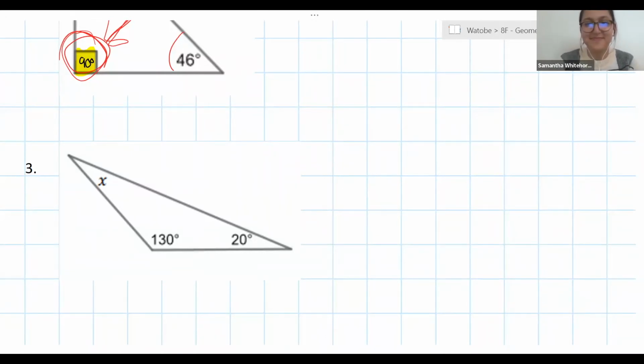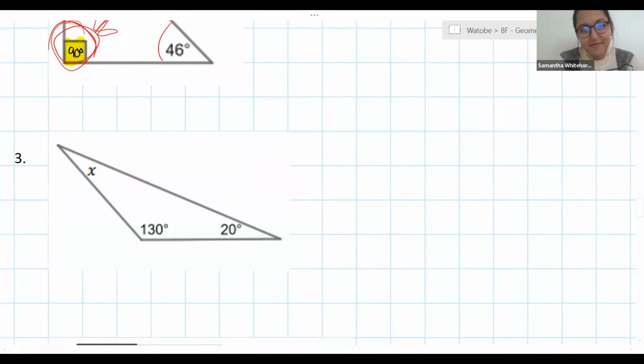Yes, ma'am, can you hear me? Yes. Okay. So for the answer, I said x plus 130 degrees plus 20 degrees equals 150, and then x equals 180 degrees minus 150 degrees, which also equals 30 degrees. And then, the reason for that is sum of angles in a triangle. Awesome.